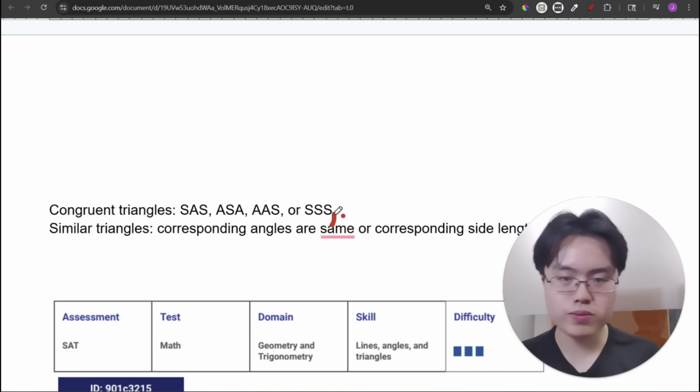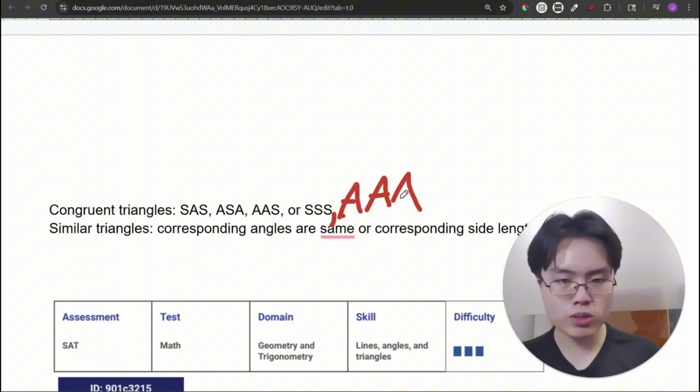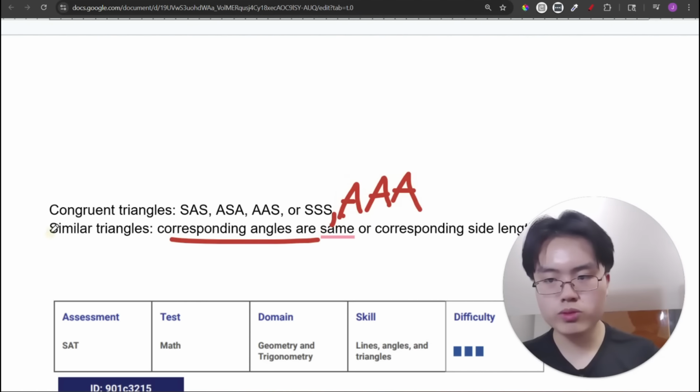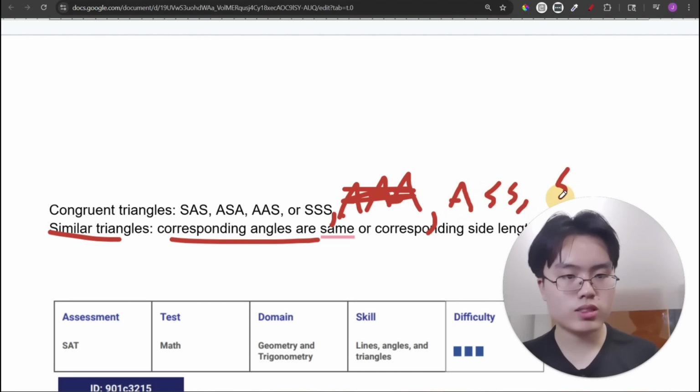Flipping it doesn't matter. Okay, so the other combinations though, AAA proves similarity. It doesn't prove congruency. So just remember, AAA proves similarity, and ASS, or you can think of it as SSA.